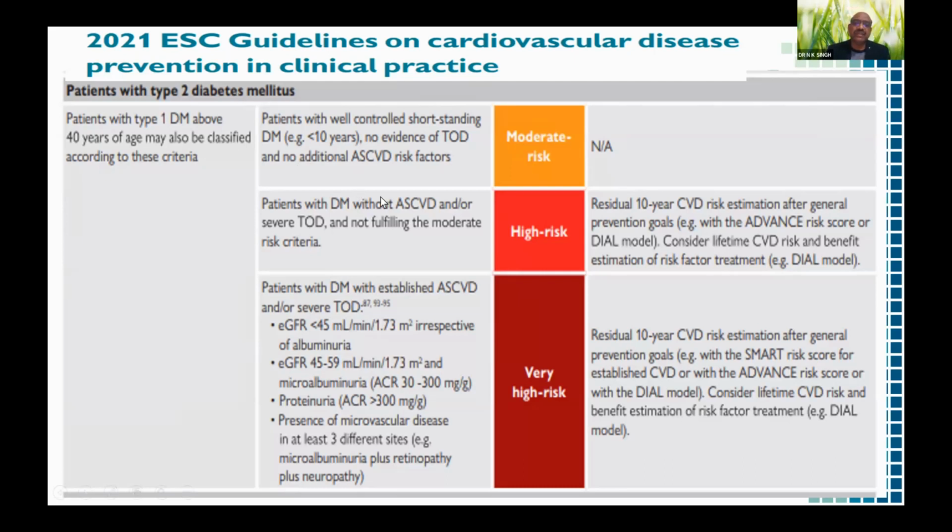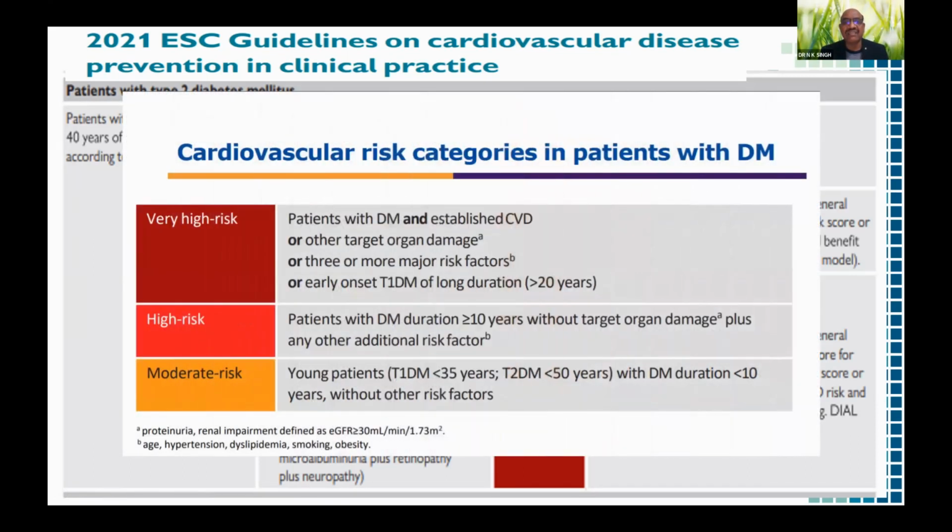And if the patient with diabetes has no atherosclerotic cardiovascular disease or severe target organ damage and does not fulfill the moderate risk criteria, it goes for the high risk. And very high risk if the patient has diabetes with established atherosclerotic cardiovascular disease or severe target organ damage. What are those? If the eGFR is less than 45, whether albumin is coming out or not, or the eGFR is 45 to 59 with proteinuria, or presence of microvascular disease in at least 3 different sites, for example, microalbuminuria plus retinopathy plus neuropathy. So if these are present, think of the very high risk cases.